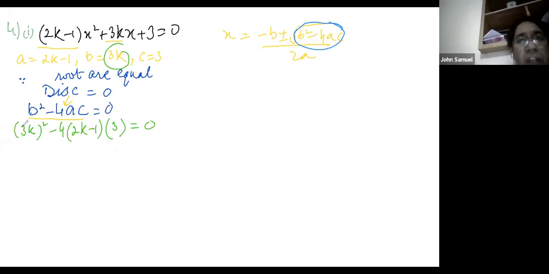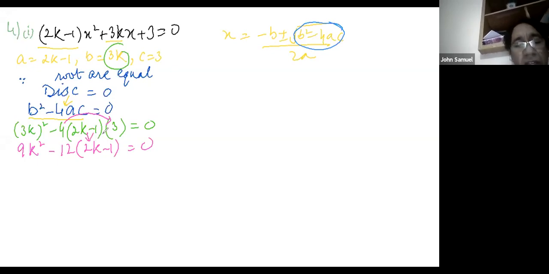Now we will expand it. 3k whole square is 9k square, minus, we will multiply. First we have to go to an easy form. What is the easy form? This is a single real number here, and similarly another real number here. So for our convenience, we will multiply 4 times 3 first, which is 12, and then write the rest as it is.